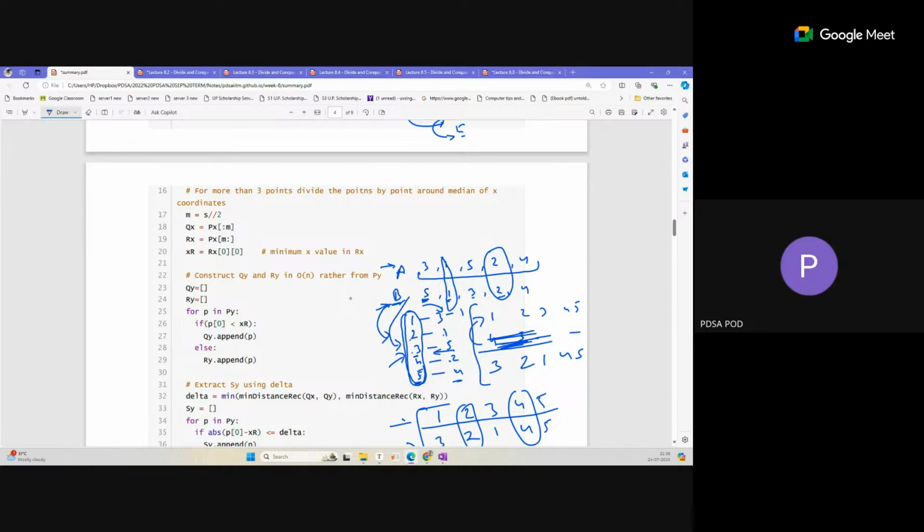So here we are dividing the points with respect to X, or actually the median of X. We are finding M equal to S divided by 2, so length by 2. Because our list is sorted, this Px is sorted, so we are picking the middle element. The first elements coming from this middle element are Qx, and this is Rx. And this XR, we are considering, is the minimum value of Rx.